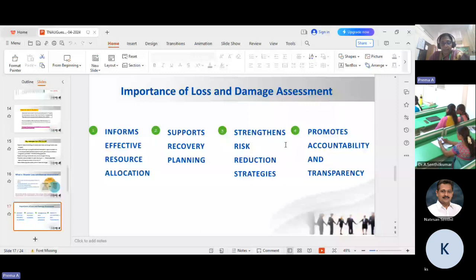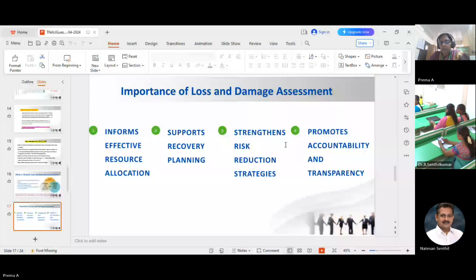accountability and transparency. So what we need is a standardized format for doing this risk and loss and damage assessment. That is what is required. And for this, we have to come out with strategies for doing this. And the UN and FAO have also given ways to proceed with this.